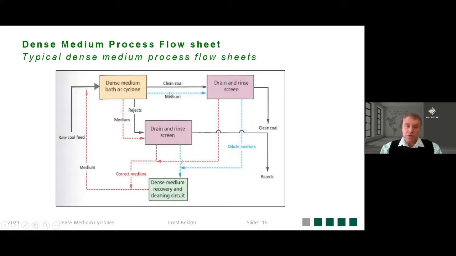The media also gets split into different directions, a portion following the clean coal and a portion following the rejects. You've got drain and rinse screens. The purpose of these screens is to recover the media. A portion of this media is correct media, but then you need to introduce wash water, and that becomes dilute media, and you then recover that. That's how the media circuit fits into this process.